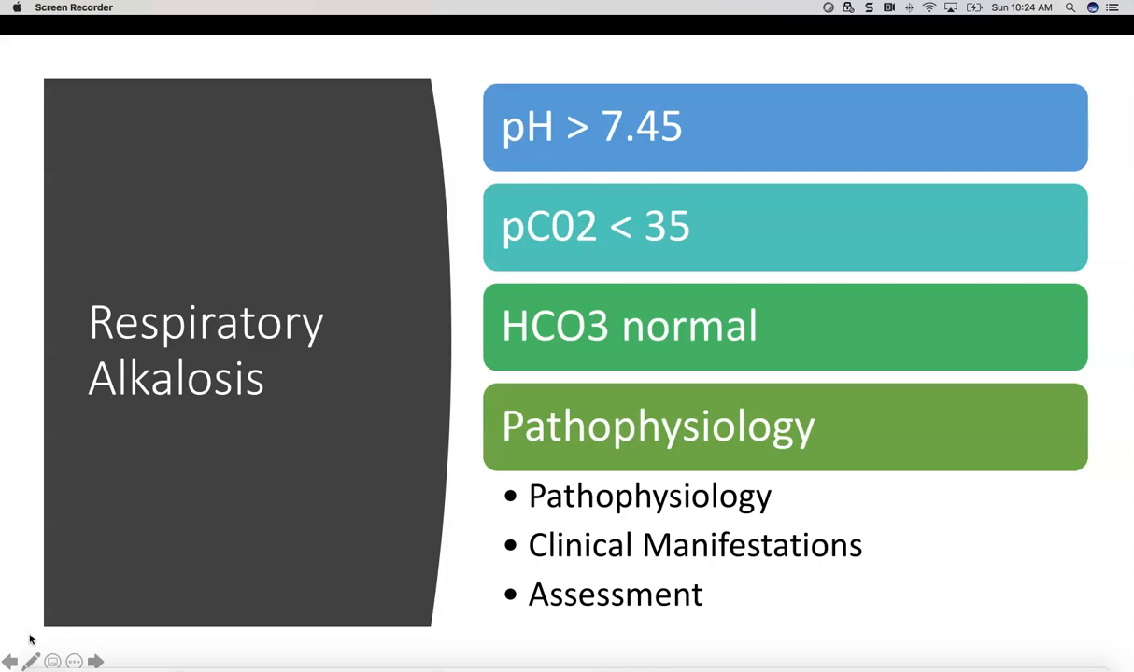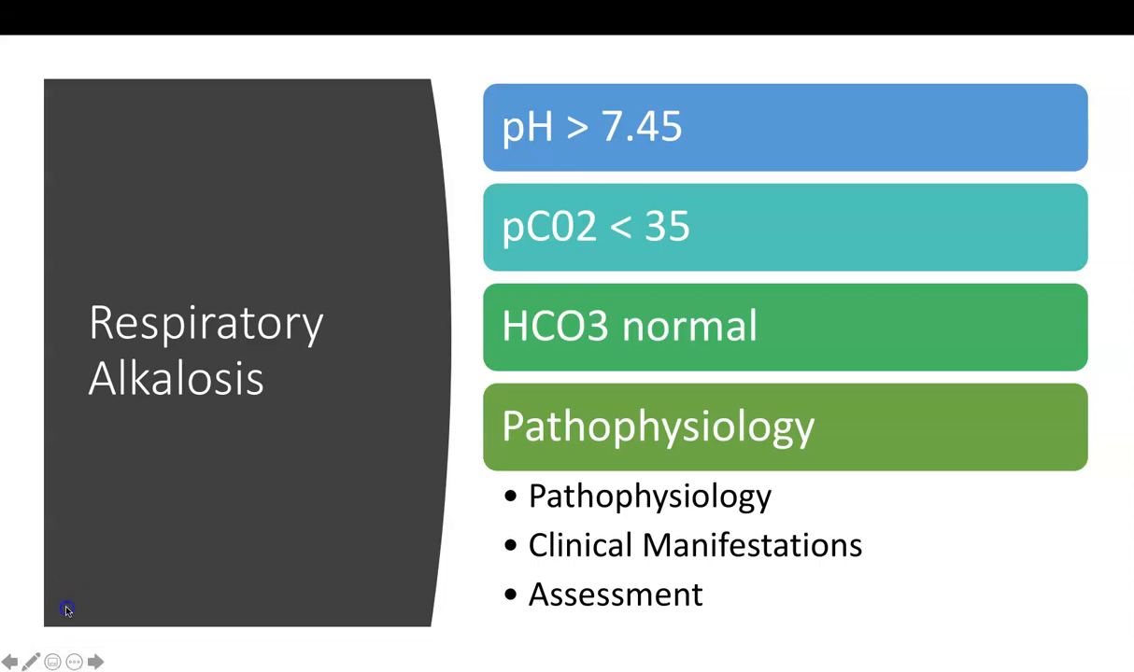Signs and symptoms are dizziness, confusion, tingling in the extremities, which is called paresthesias, convulsions, and potentially coma. Key nursing assessment, again, is your vital signs, especially your respiratory rate and the patient's neurologic status. To compensate for this, the kidneys are going to conserve hydrogen ions and excrete bicarb.